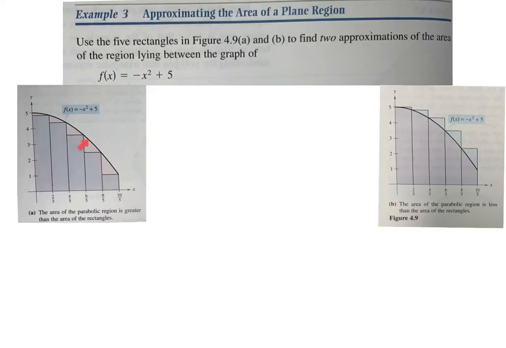The first thing you have to look at is the function they gave you itself. The function they gave you is negative x squared plus 5. Well, what do they want it in between? Well, they want it in between 0 and 2. And so they want the area of this function in between 0 and 2. And so they said, well, how many rectangles do you want? And right now it says use 5 rectangles.